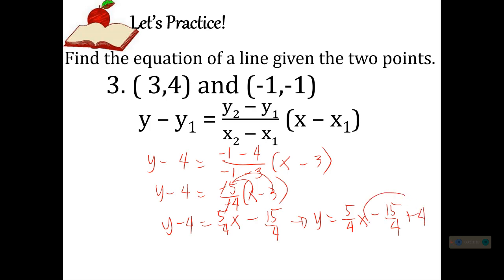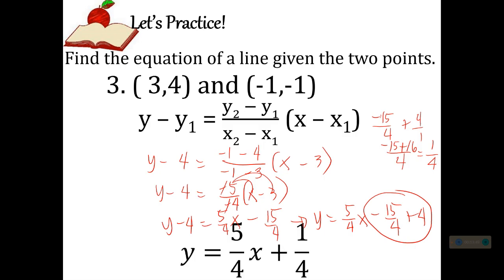So since we have here fraction, let's have here the scratch on the other side. So we have here -15 over 4 plus 4. So we all know that this is over 1. So the LCD is 4 divided by 4 is 1 times -15 is -15. 4 divided by 1 is 4 times 4 is positive 16. Then we have here 1 over 4. So therefore, our equation now is y equals 5 over 4x plus 1 over 4.